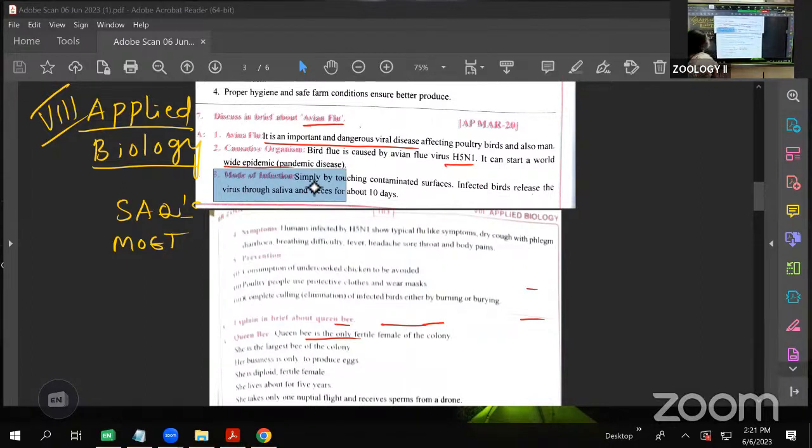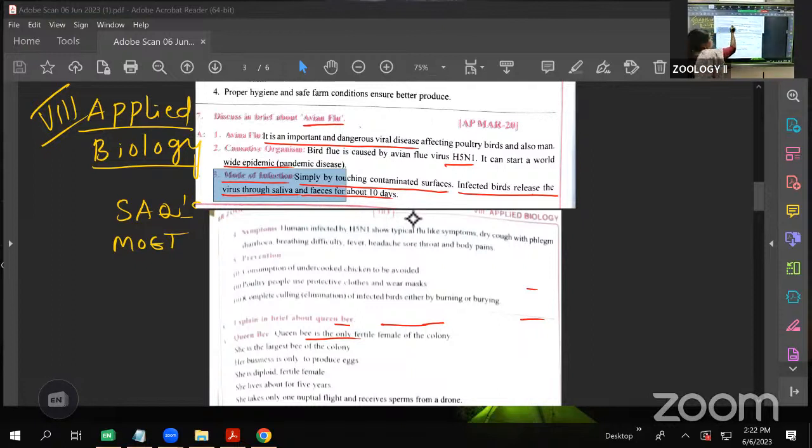Next, what is the mode of infection? The mode of infection is mainly simply touching contaminated surfaces. Where the poultry birds are present, they are infected, and we touch those surfaces. Infected birds release the virus through saliva or feces for about 10 days. At that time, if we touch the contaminated surfaces, or the mucus, saliva, or any feces, we can get this disease.